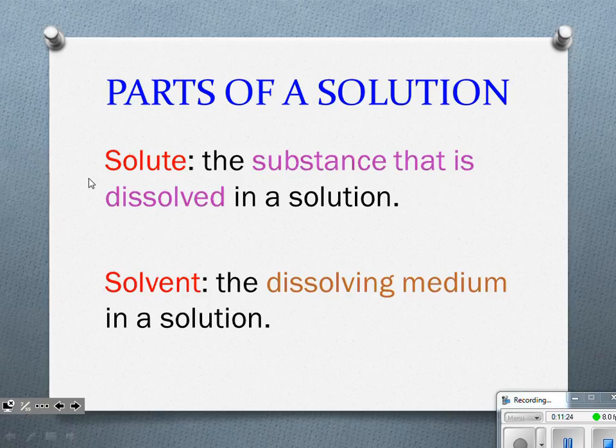Water. You know what? Just a little asterisk here. The universal solvent. That's what they call water. The universal solvent, because so many things dissolve in water. So we have the water being the solvent, the coffee grounds being the solute.